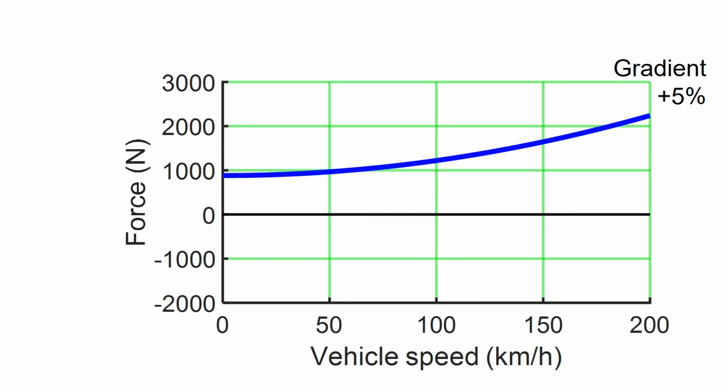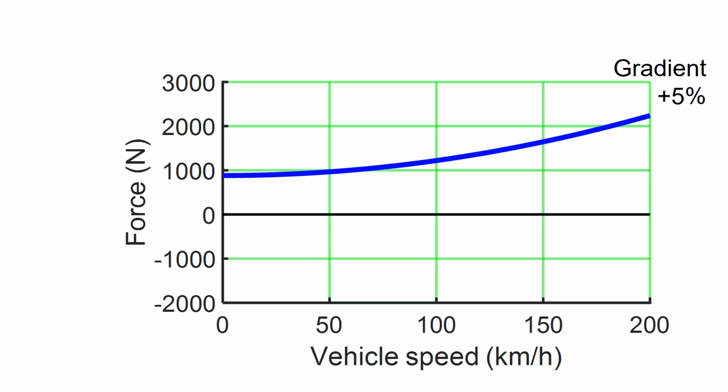The running resistance curve is a graphical representation of one part of the vehicle model, showing the sum of the aerodynamic resistance plus rolling resistance plus gradient force. Note that there are different versions of the running resistance curve for different road gradients. Here we have assumed plus 5% road gradient.